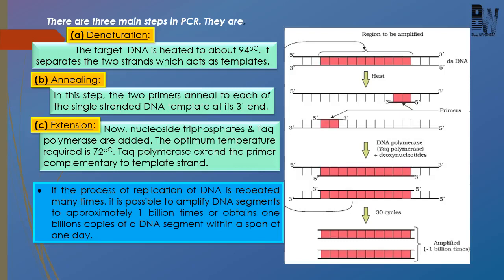Okay. So the point is that if the process is repeated for about 30 times, then about 3 billion copies of DNA can be produced in a very short period of time. Okay, and like this, gene of interest can be produced in large number through PCR.